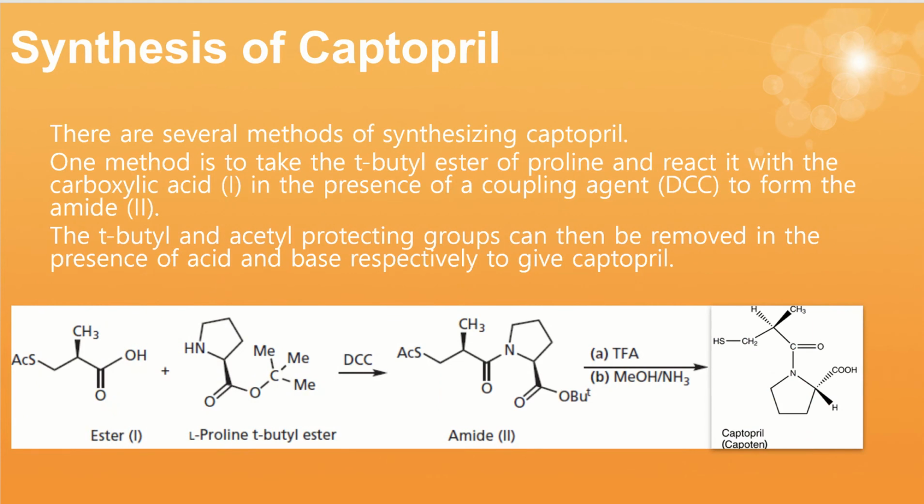So this is medicinal chemistry. As usual, if we can put in a little synthesis, we try to. There are several methods of synthesizing Captopril. One method, which I have on screen here, is to take the T-butyl ester of proline, appropriately labeled, and react it with the carboxylic acid in the presence of a coupling agent, DCC, to form amide 2.